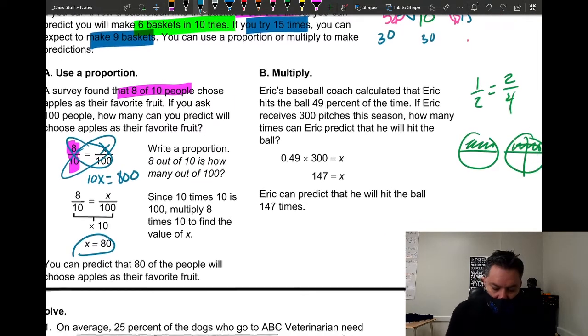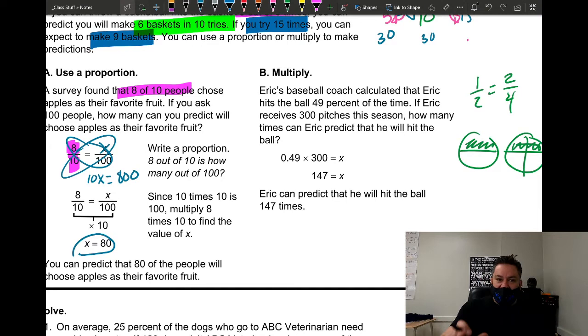Now, B, multiply. This is the fastest way to do something like this. Instead of setting up the proportions, you can also do it this way. It says, Eric's basketball coach calculated that Eric hits the ball 49% of the time. If Eric receives 300 pitches this season, how many times can Eric predict that he will hit the ball?